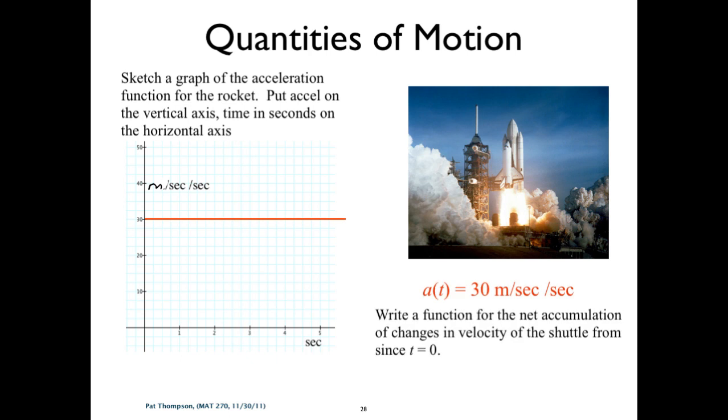Okay, so now I want you to write a function for the net accumulation of change in velocity of the shuttle since time equals 0. So I want you to write a function for the net accumulation of changes in velocity. What kind of function is that? It's the net accumulation of changes in velocity, then it's what quantity?